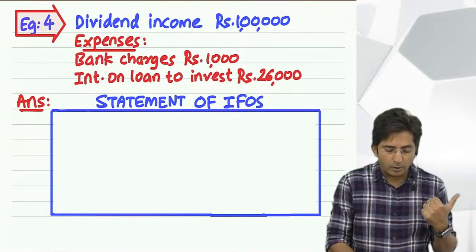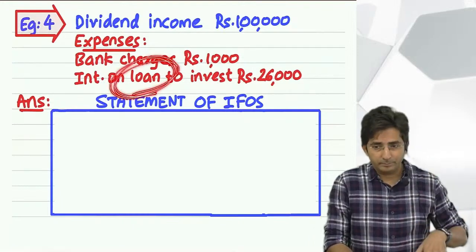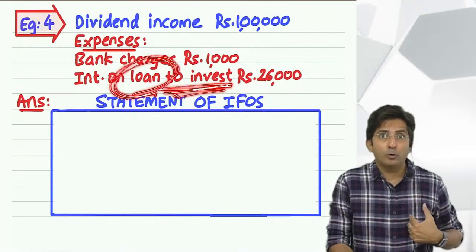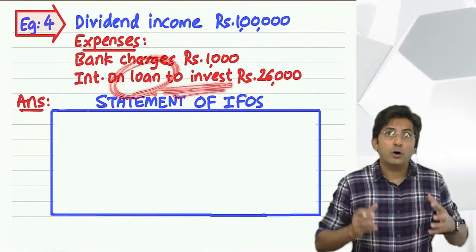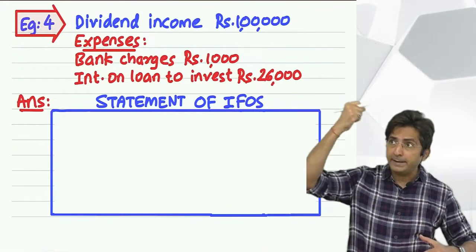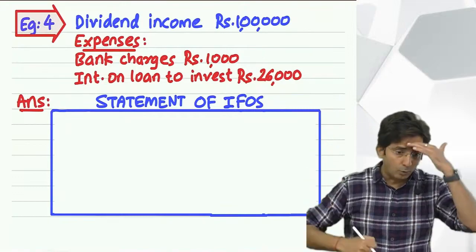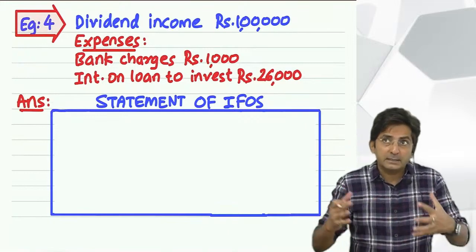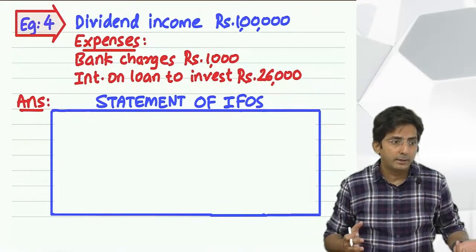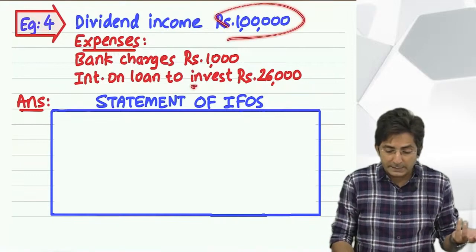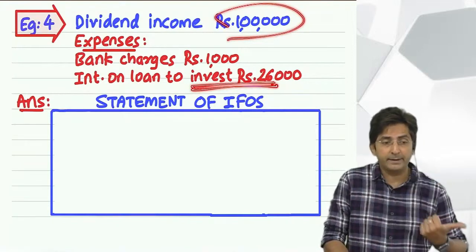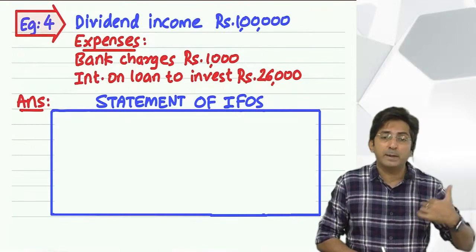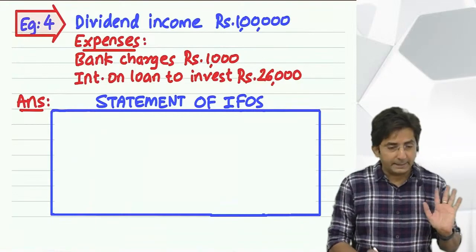So see, what does this loan mean? I have taken a loan from someone to invest, and if I take a loan, I have to pay interest also. So on one hand, by investing I am getting dividend, and on the other hand, there is a loan on my head. On that loan, I have to pay interest. So can you feel there is some income and also expenditure? Income is in the form of dividend because I invested in shares. But to invest, I had to take a loan. On the loan, I have to pay interest, so that becomes my expenditure. So these are all connected expenditures.